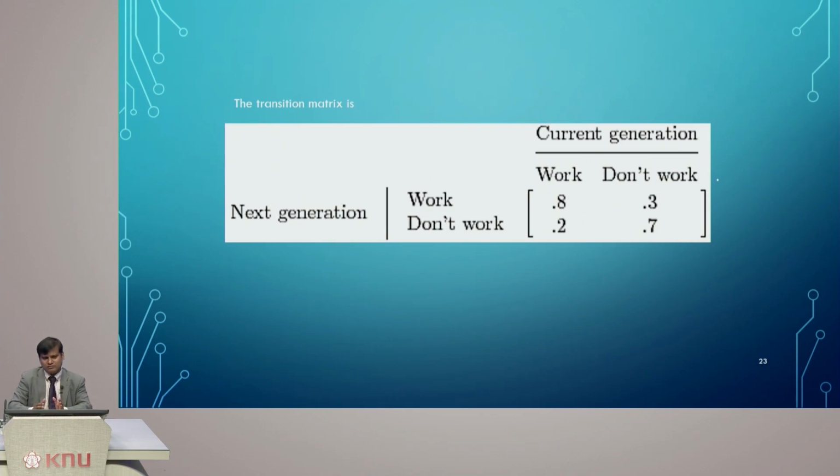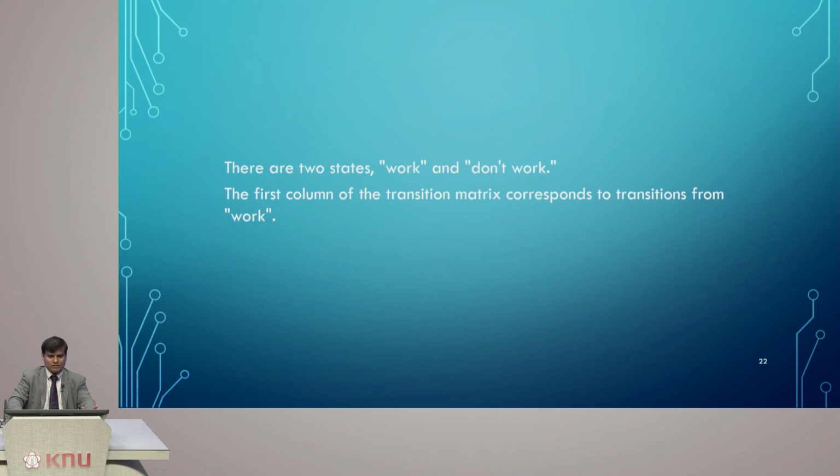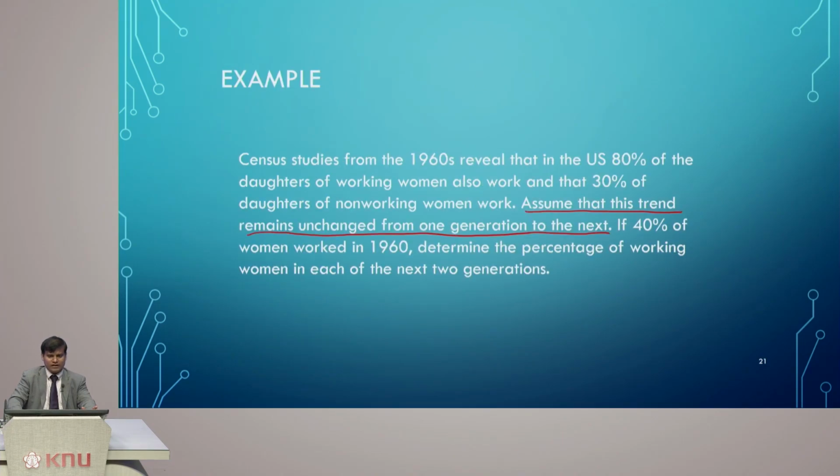Fine. Let us see further how we can predict what would happen in the next state. For this we have to find the initial distribution or initial conditions. We can see from this problem that 0.4 and 0.6 are the initial conditions. If you like, I can go back a little bit and show what was given to us. It is given that 40% of women worked in 1960, so 60% did not work.